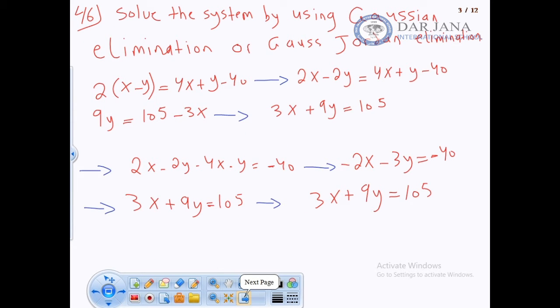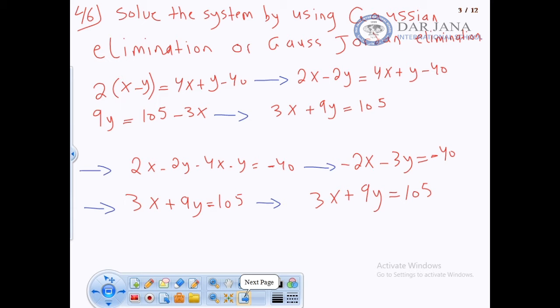Number 46. Going to number 46. This number is different from the previous ones. We need to solve the system by using Gaussian elimination or Gauss-Jordan elimination. So it's up to you. We can stop at the Gaussian elimination, or we can continue and use the Gauss-Jordan elimination.